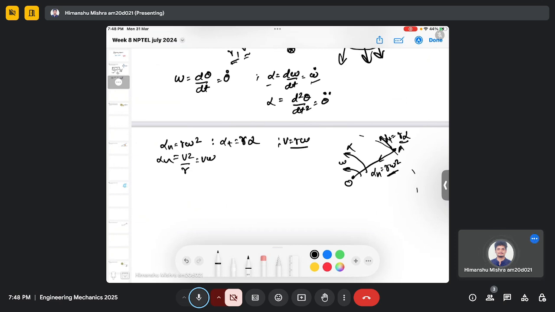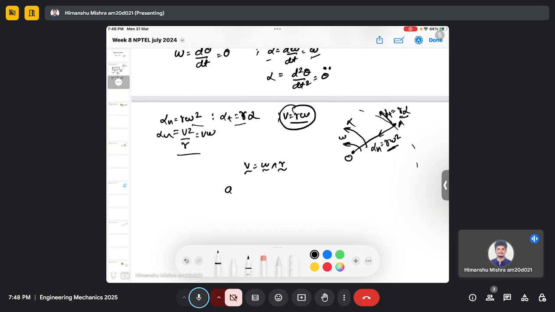So these are the formulas that we require to solve the problem. These formulas are in the scalar form. You can write these formulas in the vector form also. So for example, my velocity is given as r omega. In the vector form, it will be omega cross r. My a n, let me write this. My a t will be alpha cross r.